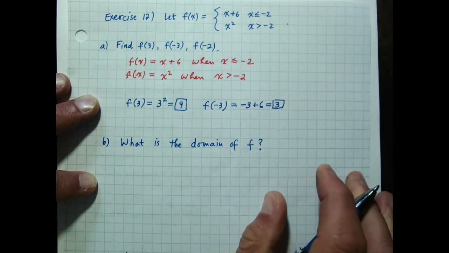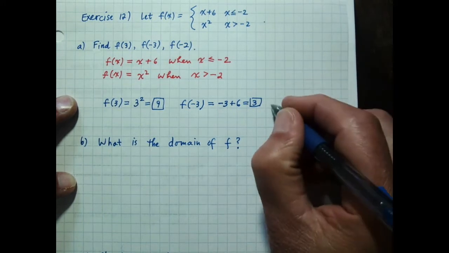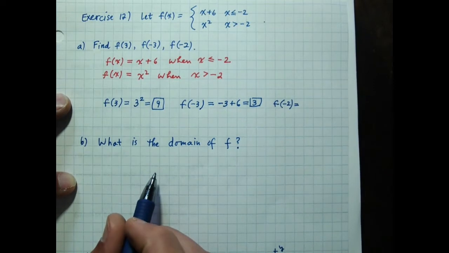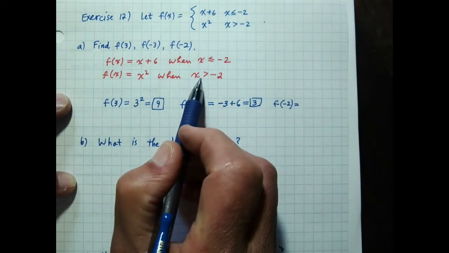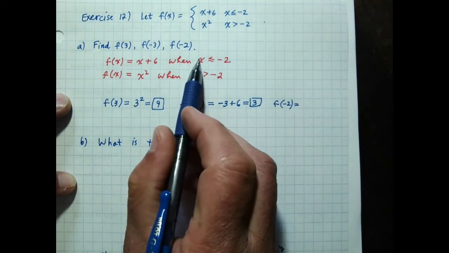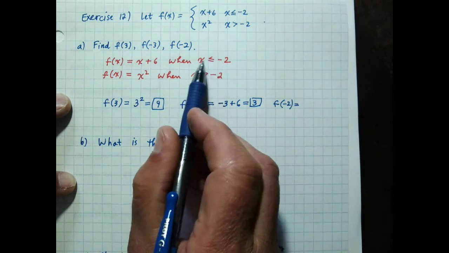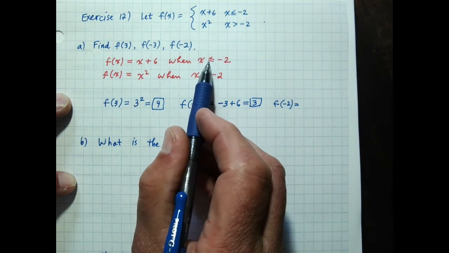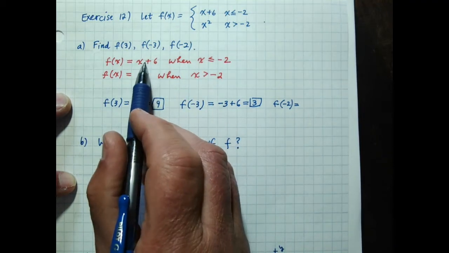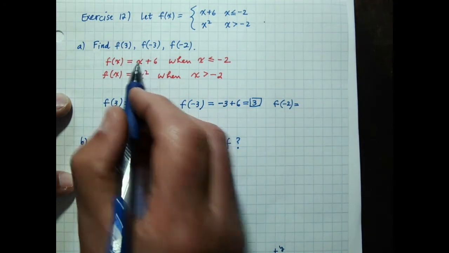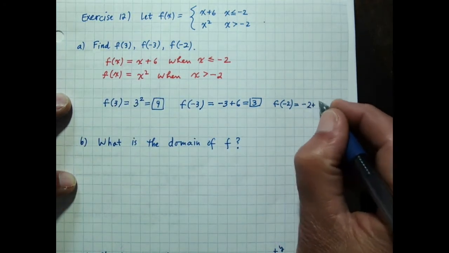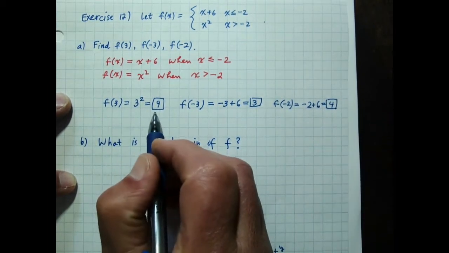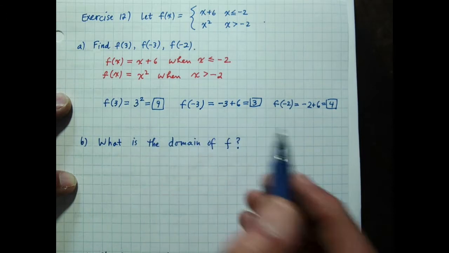And we've got one more we want to calculate here, right? We want f of negative 2. f of negative 2 is, well, it's not greater than negative 2. It is less than or equal to negative 2. It's equal, so we use the upper qualifying inequality here. And so we're going to use the x plus 6 formula. We're going to plug into that. Negative 2 plus 6 is 4. So these are the y values that correspond to the given x values.